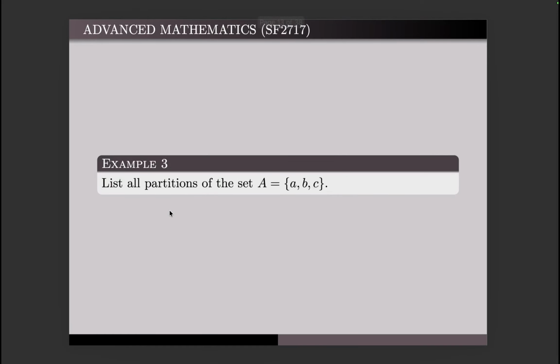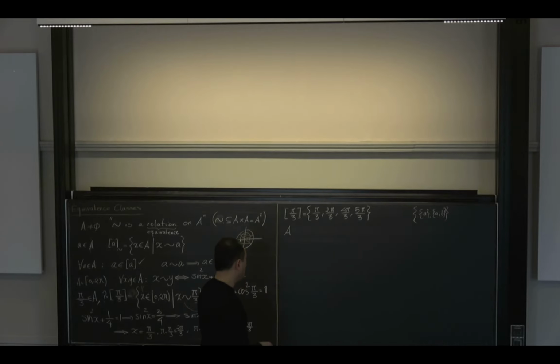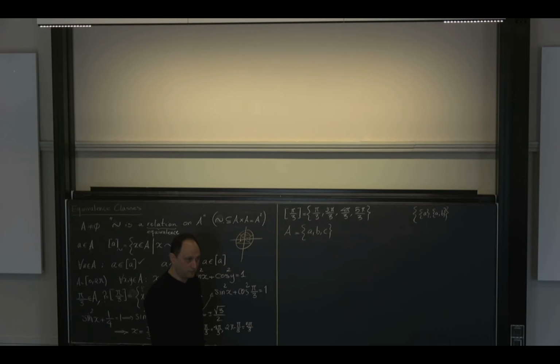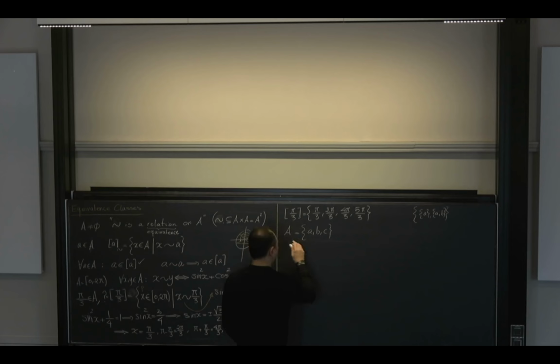So if I go to the next example here, I am asking you to list all partitions of the set A equals {a, b, c}. So I have a set here, a, b, and c. I want to write all partitions. First of all, a partition is a class, a family. So if I want to write the first partition, let me call it partition number 1. This is a class of sets with three properties.